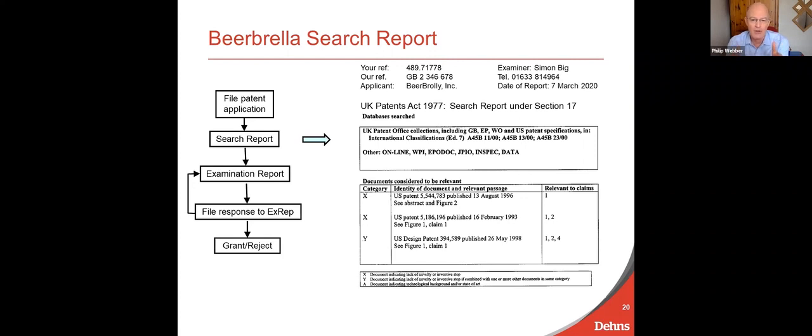The examiner will assign a category to each of the documents. X means it's very bad. Y means it's not quite so bad, basically. In your patent application, you will probably have more than one claim, and so the examiner will give you an indication of which claims are relevant for that particular document.